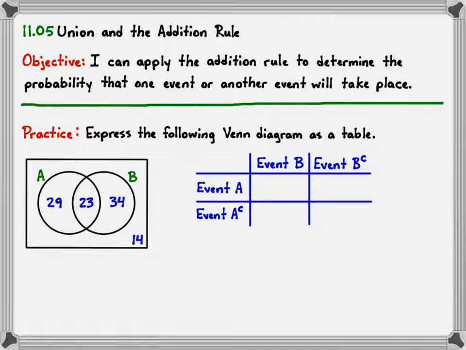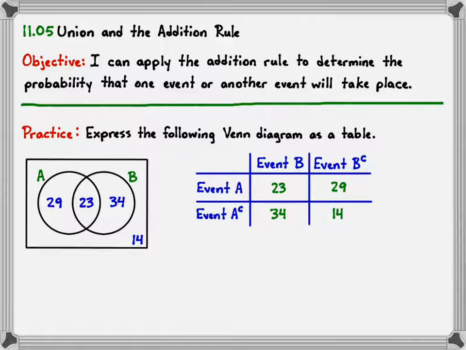Well, what part is event B and event A? Well, that'd be 23 there. Notice one piece of the puzzle correlates to one piece of the table. What part is event A and not B? Well, that would be the 29. What part is not A and is B? That'd be the 34. And what part is event not A and event not B? That would be the 14 outside.